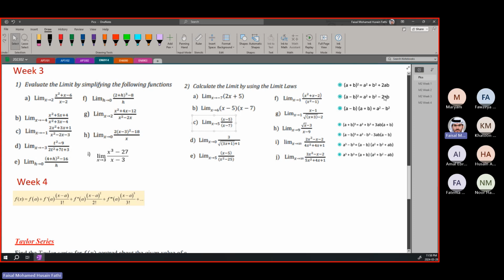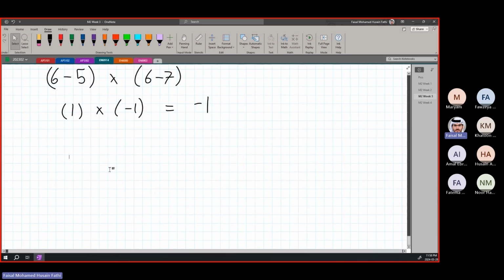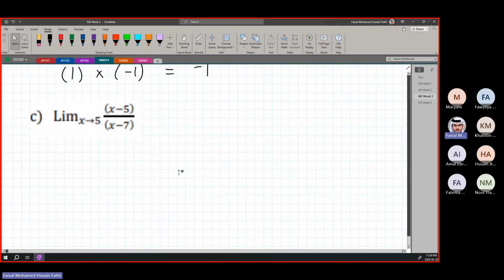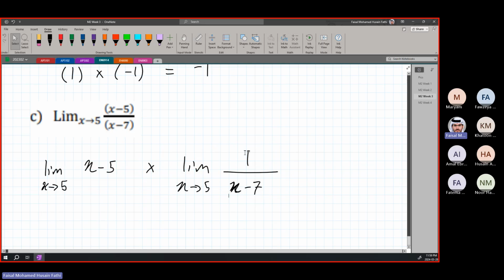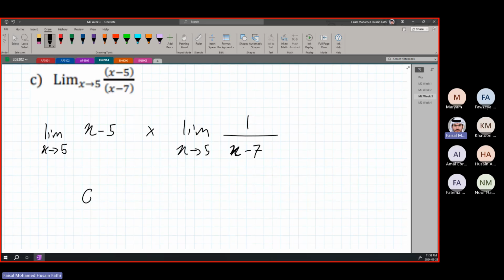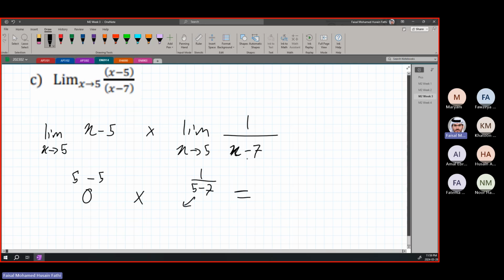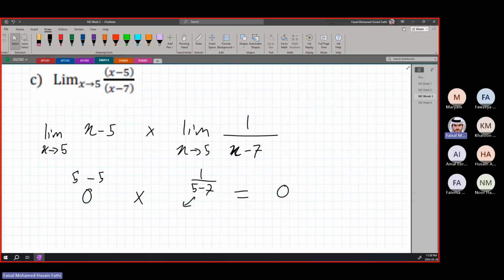Another rule again for division, it's the same exact thing. You could just separate them. So here you have x minus 5 and x minus 7. The limit of x to 5 of x minus 5 times the limit of x to 5 of 1 over x minus 7. And again, it seems unnecessary to do this, but you can if you want to. Here, this is going to be 0. If you put 5 minus 5, it's 0. This is 1 over 5 minus 7. Doesn't matter what the value is. 0 times that is going to be just equal to 0. Okay?